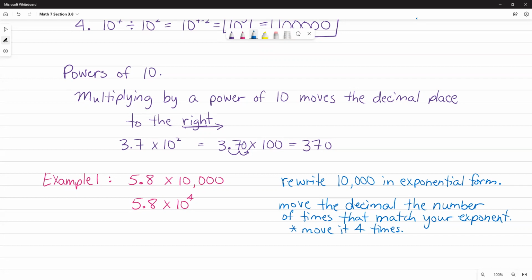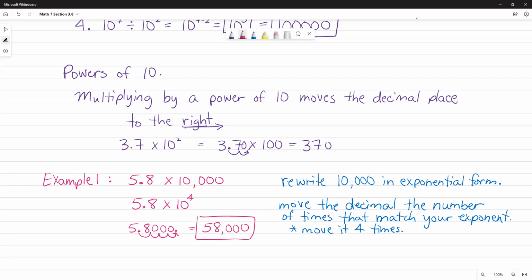So we take the 5.8. And I like to use the little arrows. So 1, 2, 3, 4. So my decimal moves here, but we have to add zeros to represent each of those place values. And so that makes this 58,000.